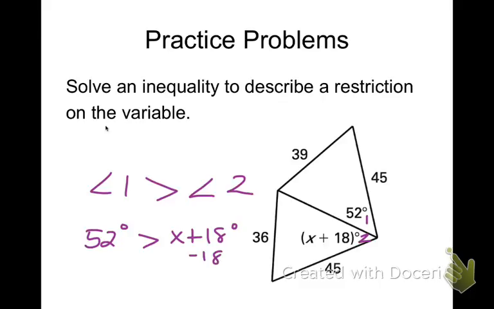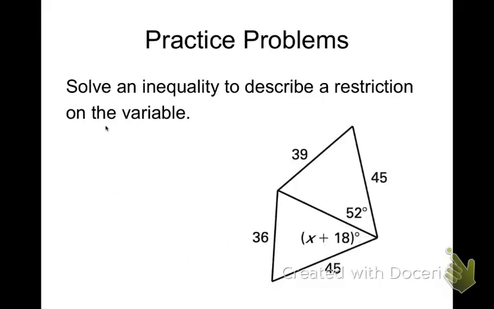Subtract 18 from both sides, which gets us 34 is greater than X, or X is less than 34, right? Just flipping it around. X is less than 34, right? Okay. All right, last one.